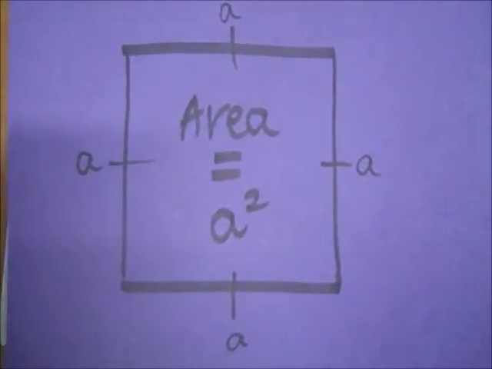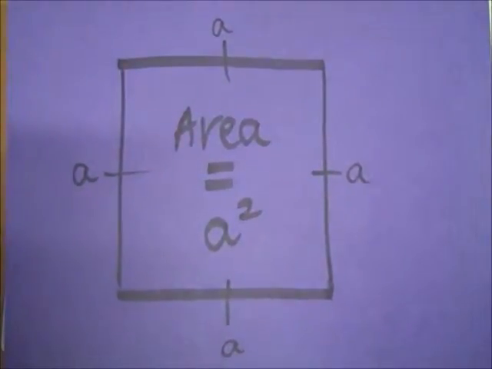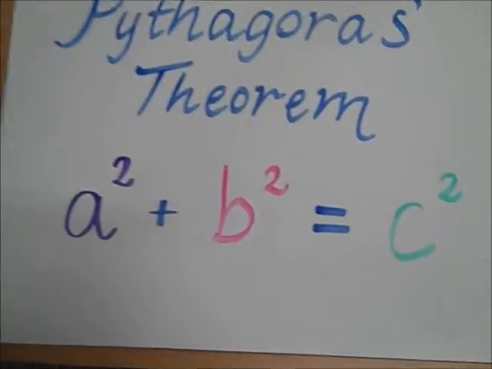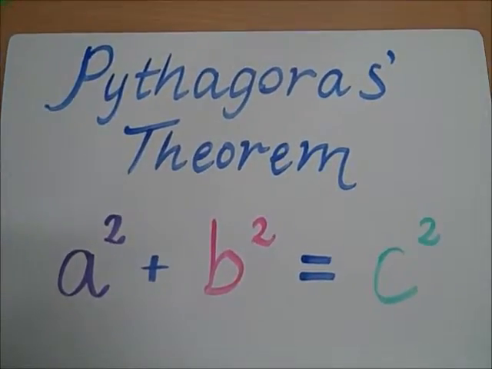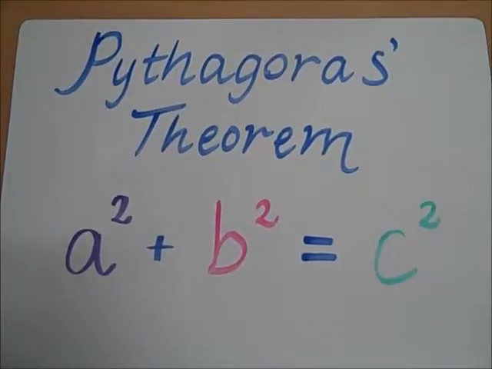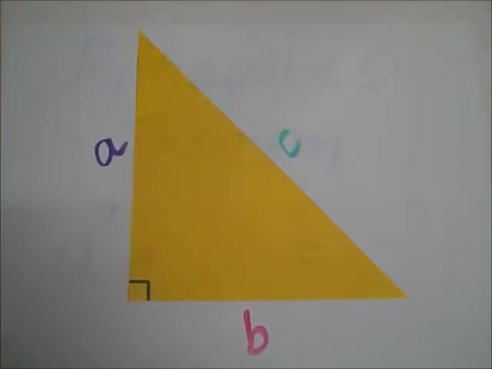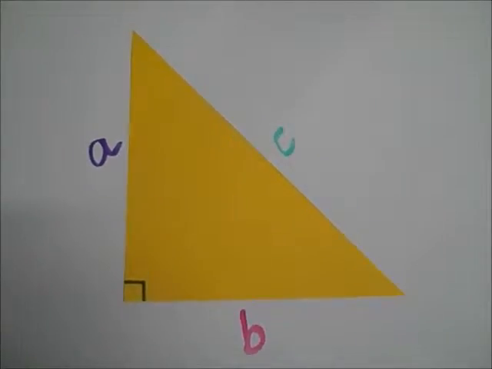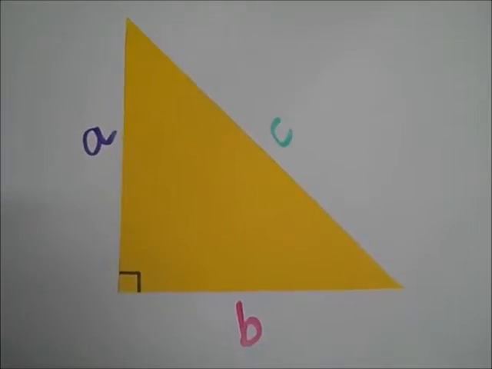Thinking about squared numbers in terms of area is actually really important when it comes to learning about Pythagoras' theorem. Pythagoras' theorem, or his big idea, was that a squared plus b squared would equal c squared. But what is a squared, b squared, and c squared, you might ask? Pythagoras decided that the longest side of the right-angled triangle should always be called c.